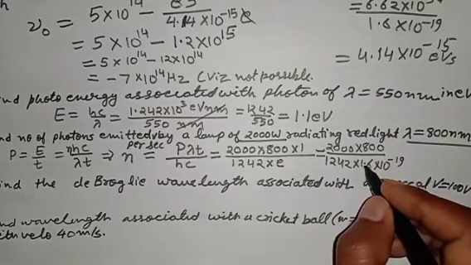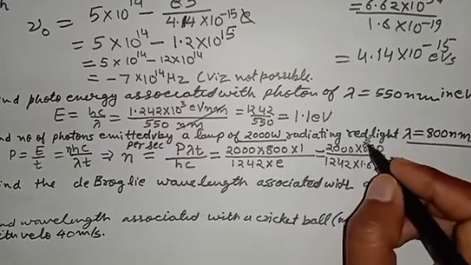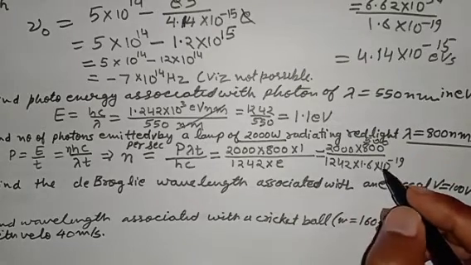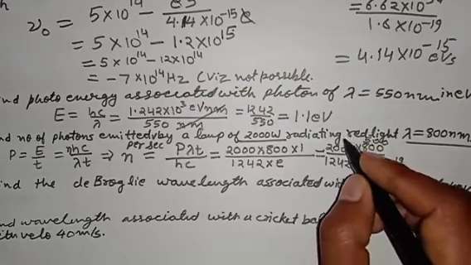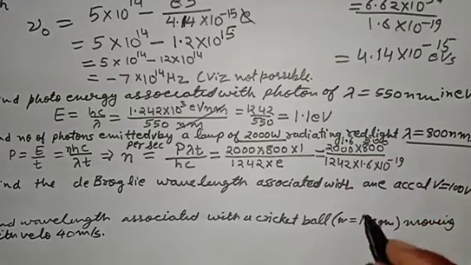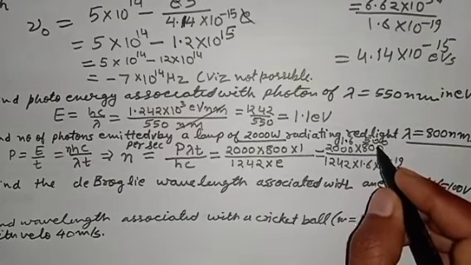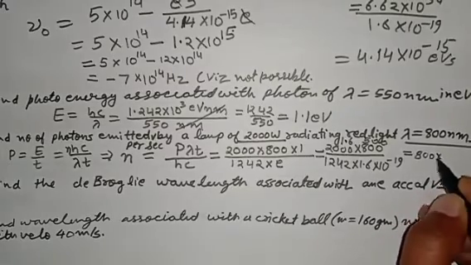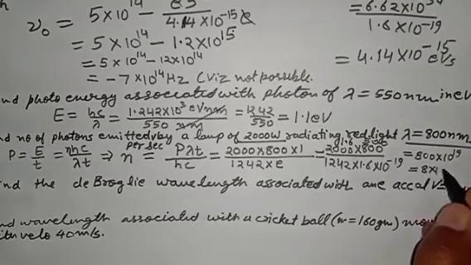1.6 fives are 8, and double zeros. And what else? If we divide this and this, this will be 1 point approximately 6, 1.6 something, and when we multiply both of them it is again 800. So 800 into 10 to the power 19, or 8 into 10 to the power 21.